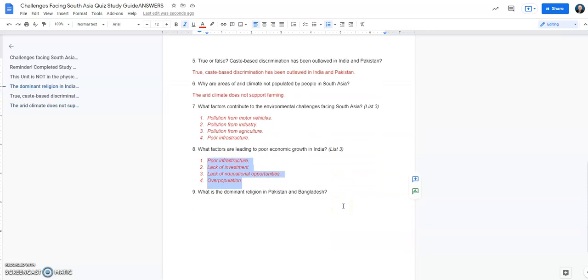And question number 9, the last question, what is the dominant religion in Pakistan and Bangladesh? And that would be Islam, right? So the dominant religion in those two countries, Pakistan and Bangladesh, would be Islam. There we go. There is our study guide, all 9 questions.